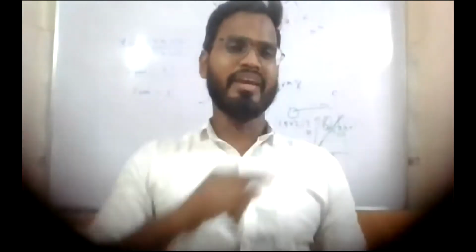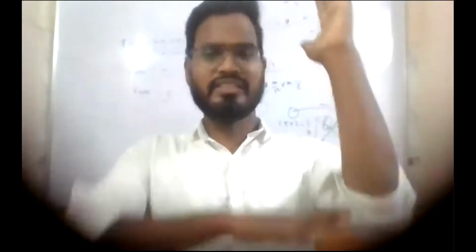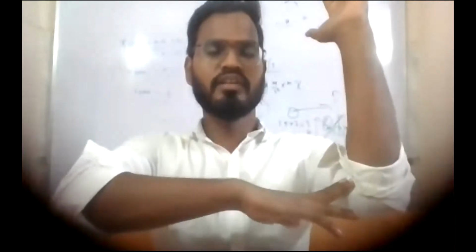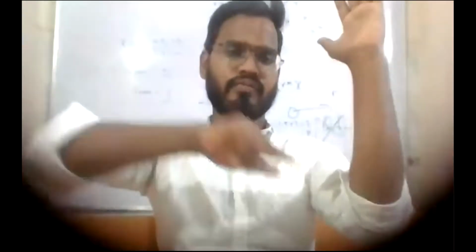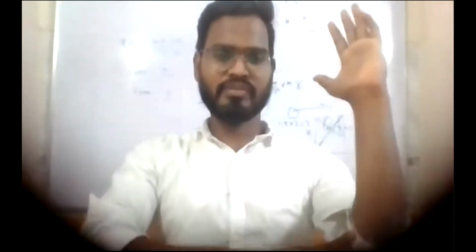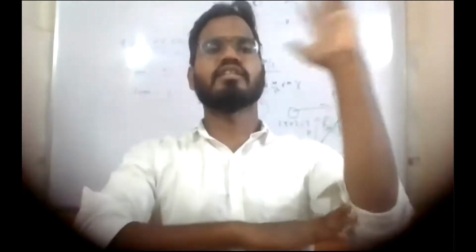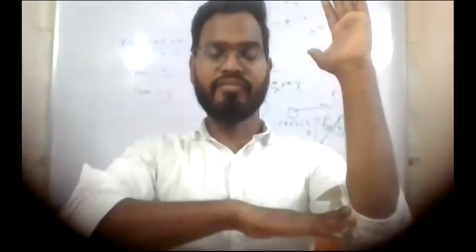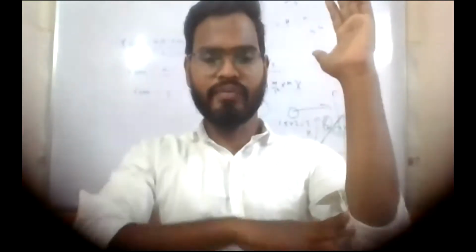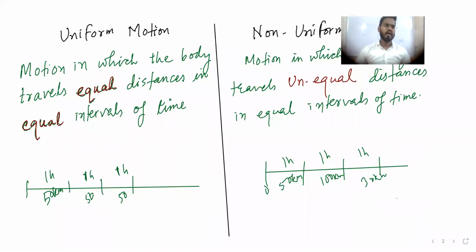It means, if you see the graph, suppose this is the distance and this is the time graph. Then for uniform motion, the graph should be like this, a straight line. But for non-uniform motion, with time and distance, the graph can be like this, any absurd kind of graph that you can draw here. That is what I wrote here. Uniform motion is motion in which the body travels equal distances in equal intervals of time.